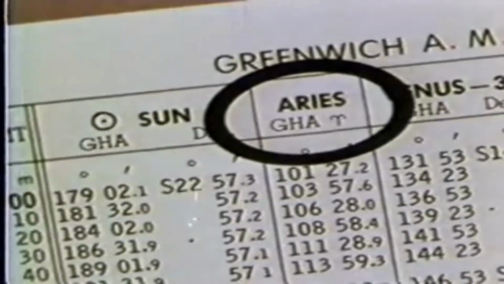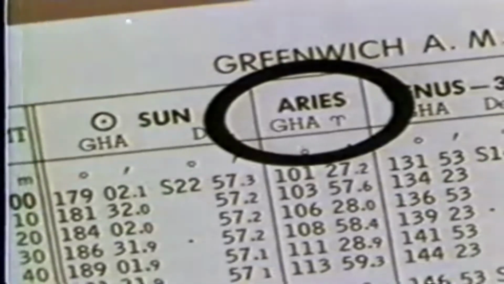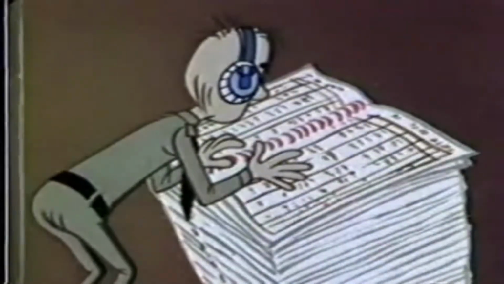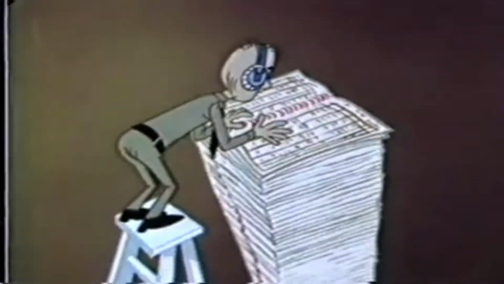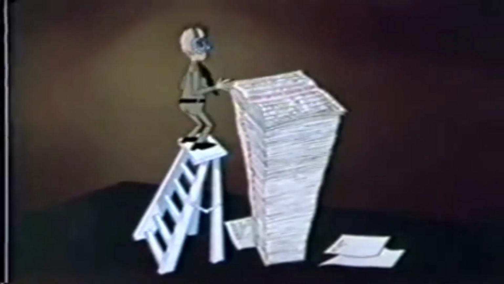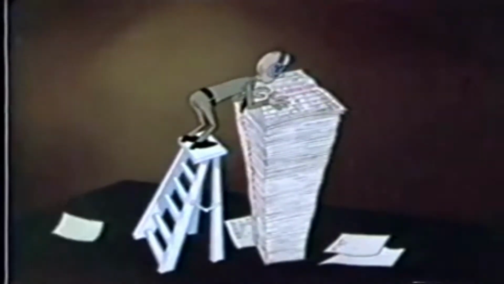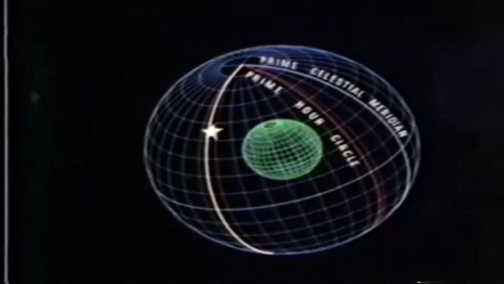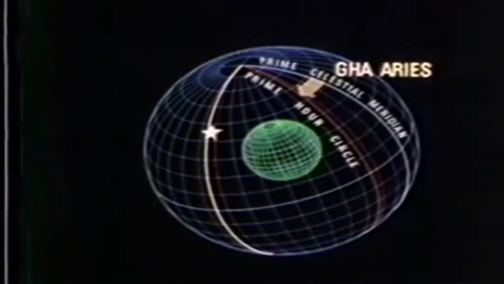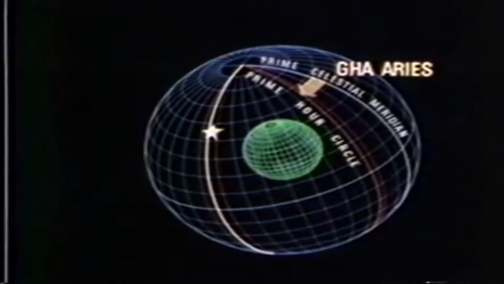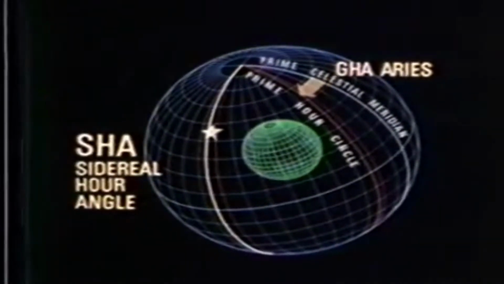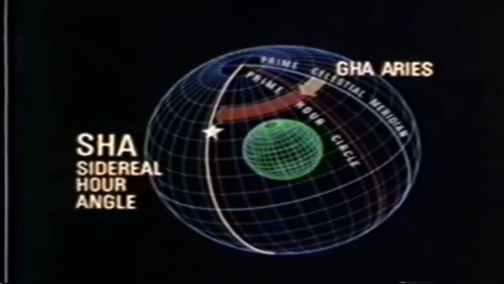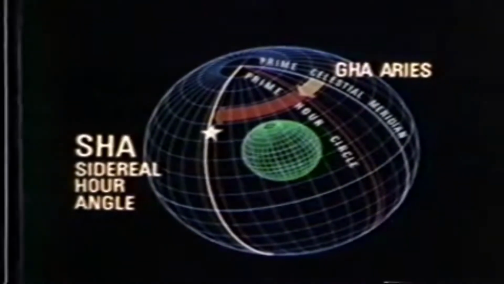But what the navigator needs to know, of course, is the GHA of the star he is observing. The GHAs of the 57 navigational stars could be tabulated, just as has been done with the sun, the moon, and the planets, but it would require a monstrous publication. Instead, the navigator uses the GHA of Aries plus the third of the 3 hour angles, sidereal hour angle. SHA is the angular measure from the prime hour circle to that of a given star.